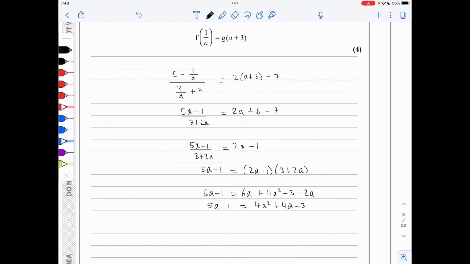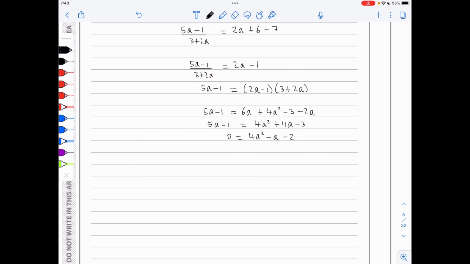I will collect everything on the right hand side, leading to 0 is 4a squared minus a minus 2. And then I will use the quadratic formula to determine the values of a. So a is minus negative 1 plus minus the square root of negative 1 squared minus 4 times negative 2, all square rooted, over 2 times 4. And this gives answers for a of 1 plus minus the root of 33, and all of it over 8.